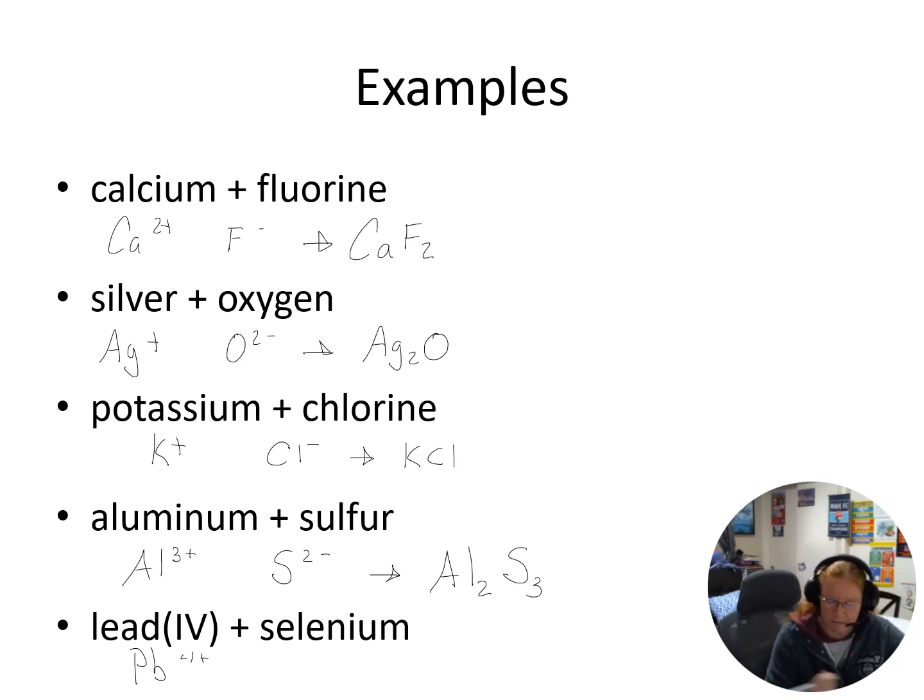So I have a +4 there, and selenium is -2. All right, so +4 and -2. Does 2 divide into 4? It does. So I only need one of the +4. And how many of the -2 do I need? I need 2.